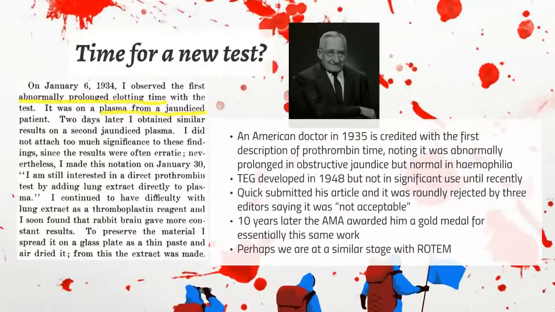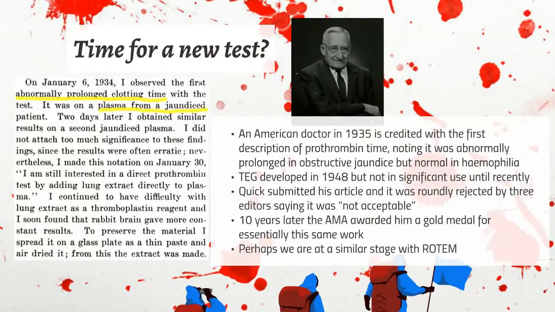Some context first. Dr. Quick is an American doctor who was first credited with describing what became known as the APTT. This is a direct quote from his paper. He discovered that he had this test that he had invented. It was prolonged in liver failure patients and jaundice patients versus the normal population, and he was widely rejected. This research he could not get published initially. People didn't see the utility of it, and I think that we're in a similar age now with ROTEM.